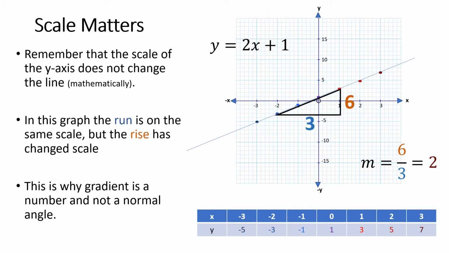This is why the gradient is a number calculated from the graph and from the equation and not an angle in degrees, because the scale that we draw our graph on can change what that angle is in real world terms. But mathematically, the gradient of this graph is still 2.